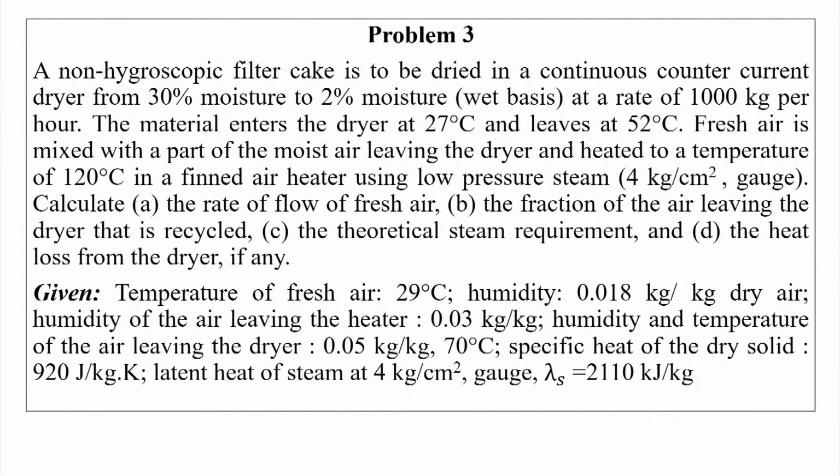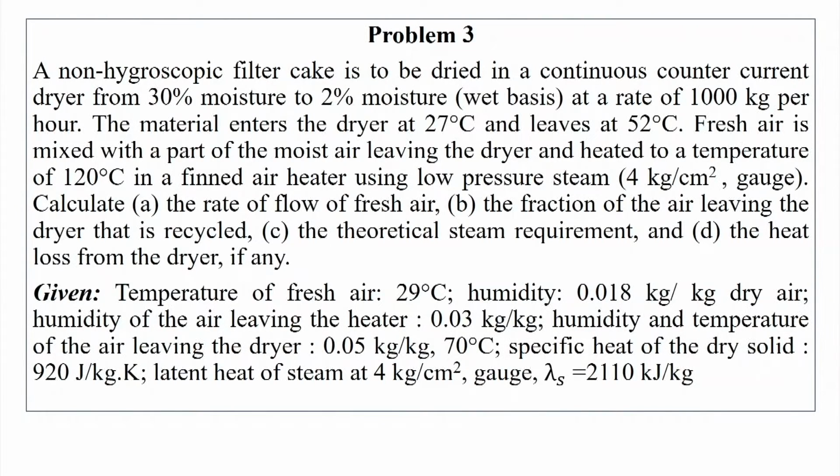Now we will be solving one problem on a continuous dryer. The problem is very simple: a non-hygroscopic filter cake is to be dried in a continuous counter current dryer from 30% moisture to 2% moisture, wet basis, at a rate of 1000 kg per hour. The material enters the dryer at 27 degrees Celsius and leaves at 52 degrees Celsius. Fresh air is mixed with part of the moist air leaving the dryer and heated to 120 degrees Celsius in a finned air heater using low pressure steam, at 4 kg per centimeter square gauge.